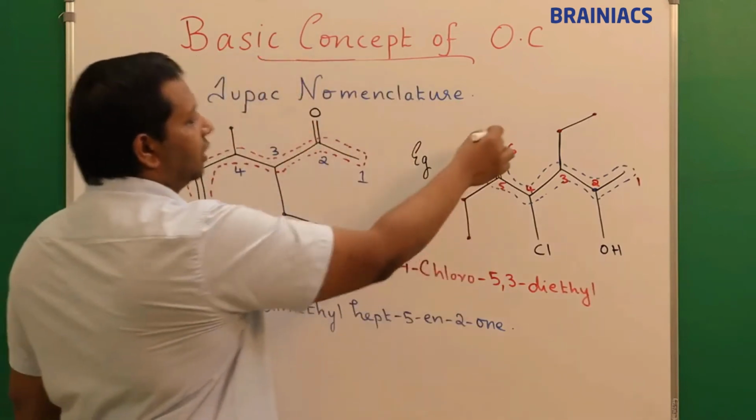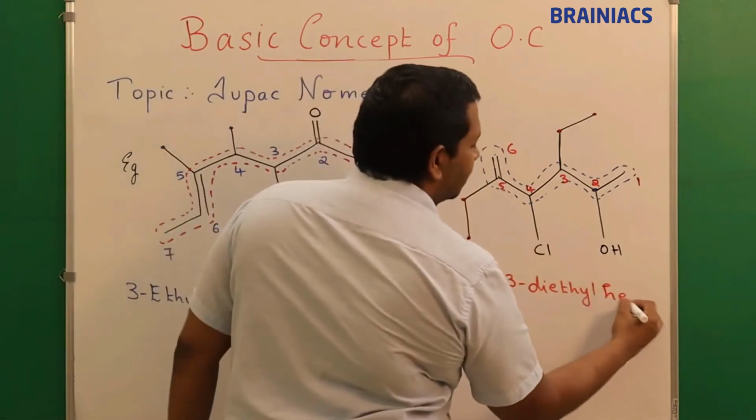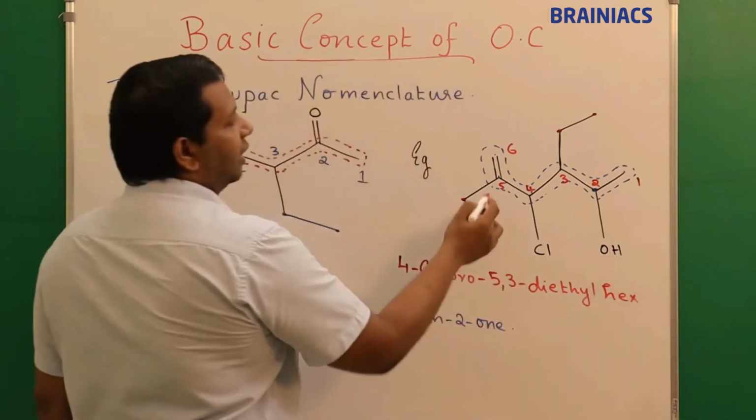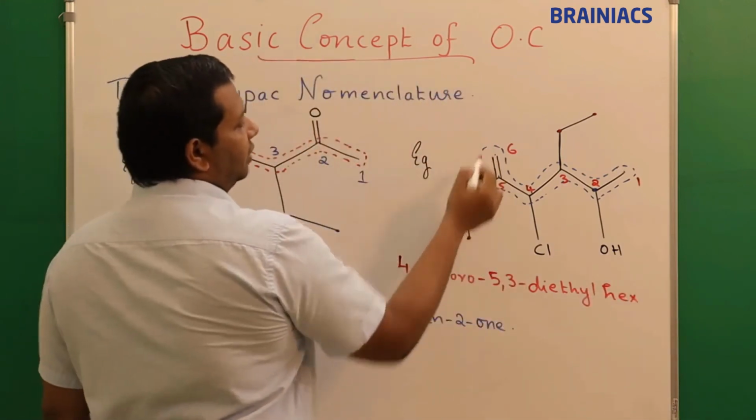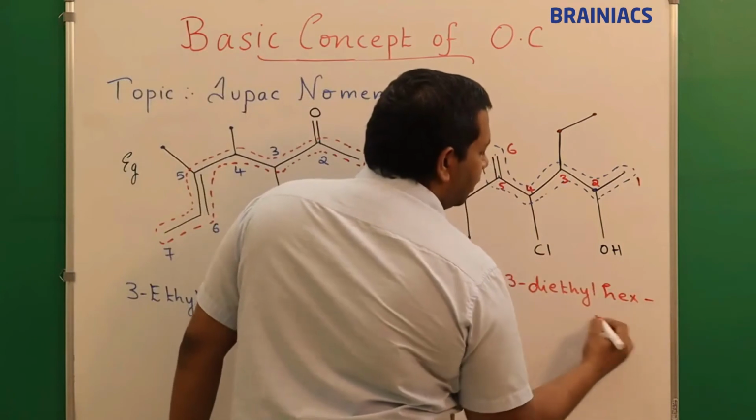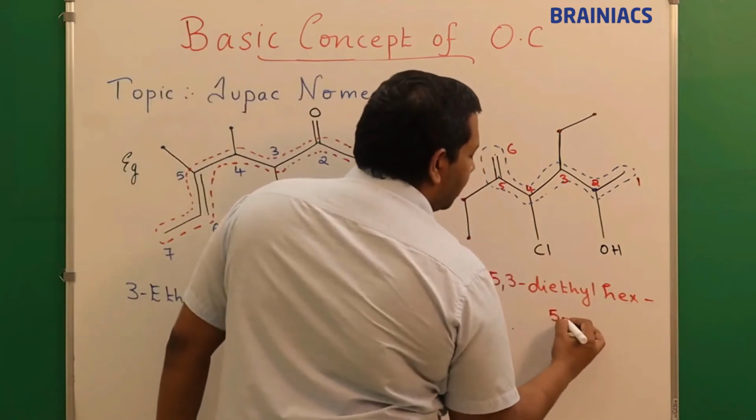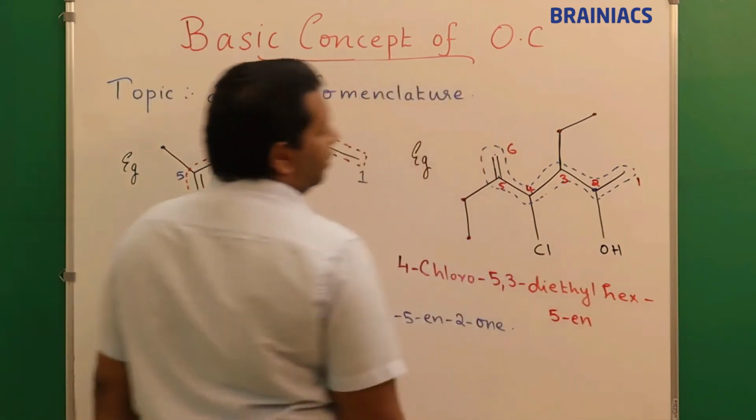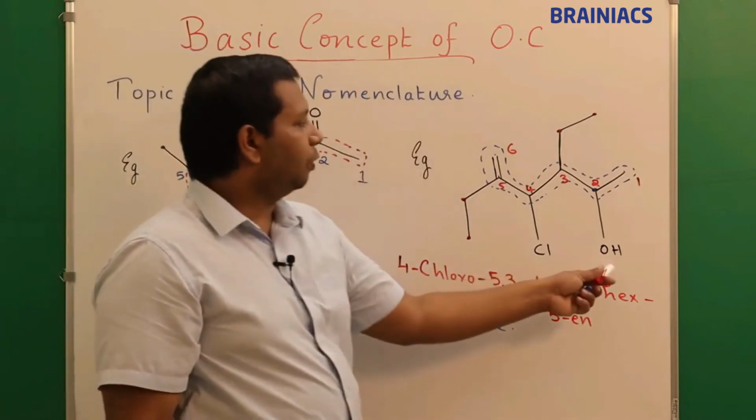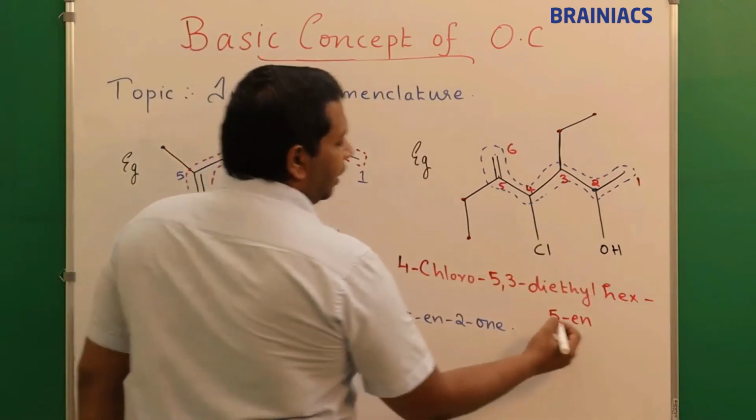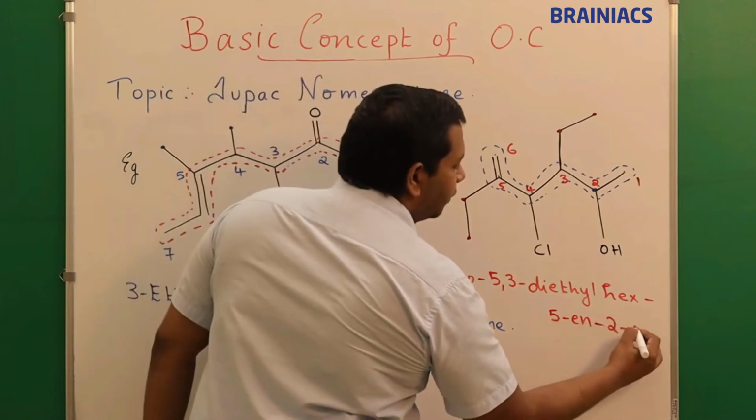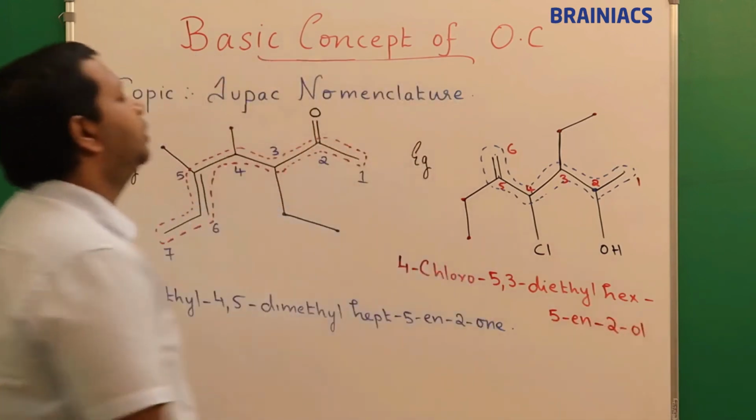So tell me the word root. Hex, okay. Then at 5th position you can see the double bond. So hex-5-ene. Now it's not finished. There is a functional group OH at position 2. So hex-5-en-2-ol. So this should be the name.